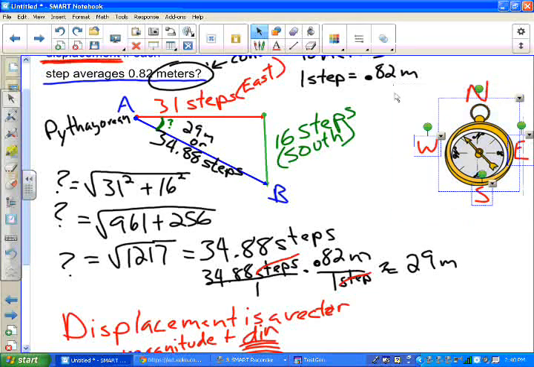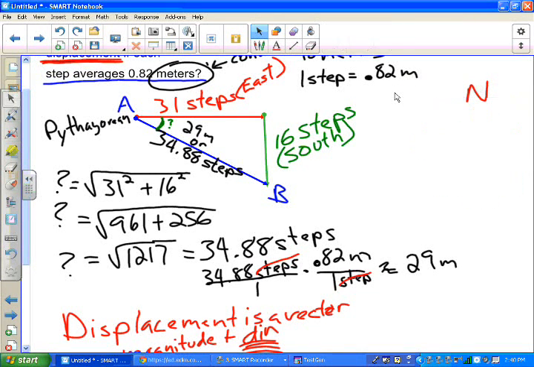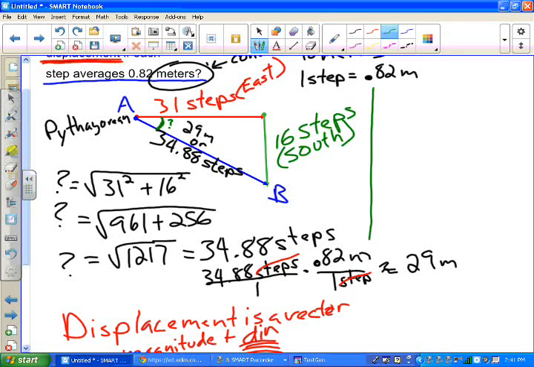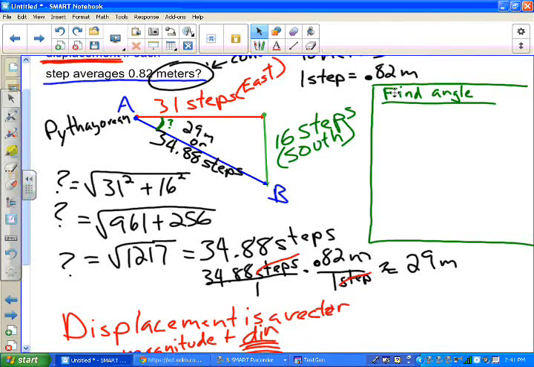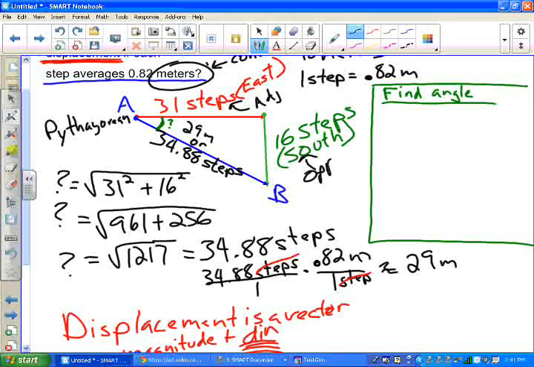Well, let me make a little space over here. We'll get our compass out of the way. Essentially, this is a right angle triangle, and we can always use our trigonometric ratios to figure out what the angle is. So to find the angle, I need two sides. I noticed that the given information, 31 steps, was the adjacent, and that the 16 steps was the opposite.